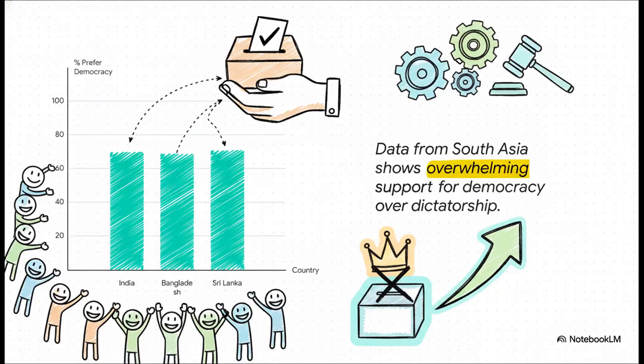And take a look at this data. This chart, based on a survey in South Asia, clearly shows that there is overwhelming support for democracy. People want to be ruled by representatives that they have elected themselves. This proves just how much people value a legitimate government.